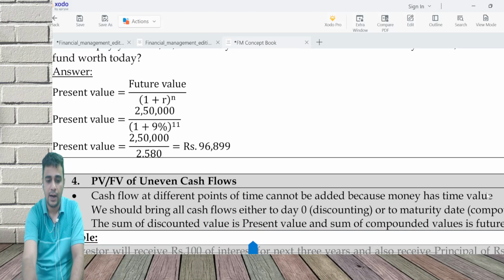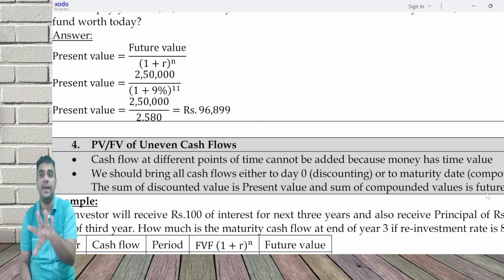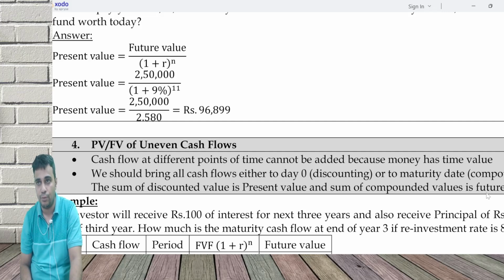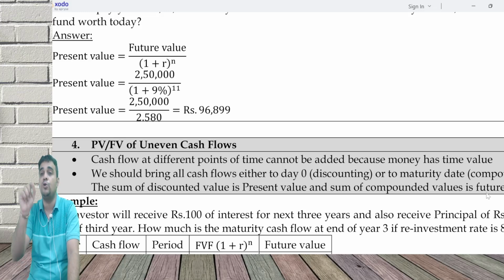So here I've gone through the division route of 2.580. And I showed you multiplication by 0.3875. Both are mathematically the same. Both are 1 divided by 2.580.